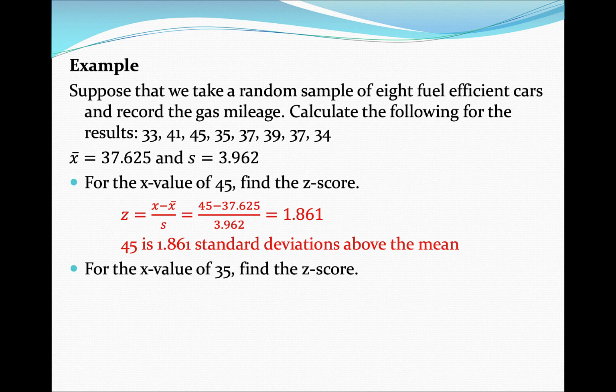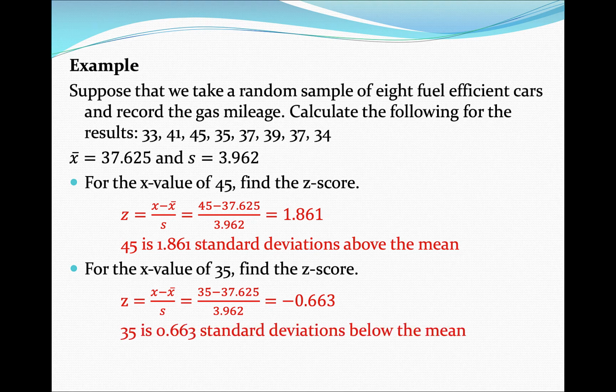Let's just do one more that's below the mean, just to make sure we're on the same page. If you want the z-value for an x value of 35, then you just do the same thing. In this case, we will get negative 0.663. So you'll see that when a value is below the mean, you're going to get a negative z-score. Your interpretation is pretty much the same. The big difference is now you're talking about below the mean instead of above.